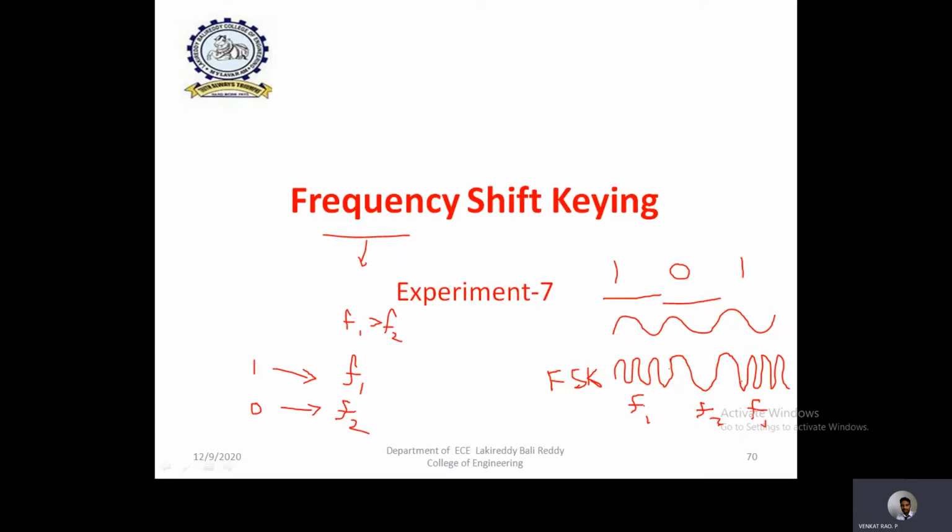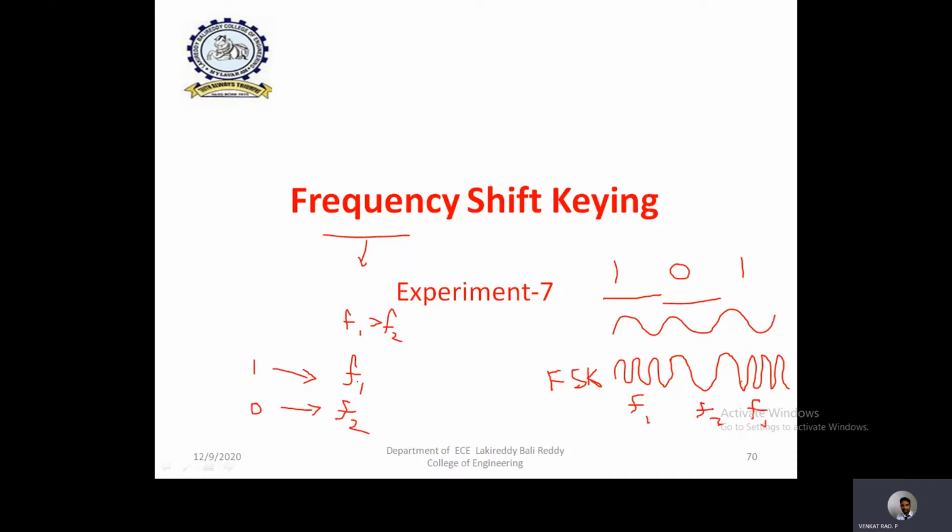If you observe the FSK output, only frequency is changing. No amplitude changes or phase changes. Only the frequency of the carrier is going to be changed between F1 and F2. F1 is high frequency, F2 is low frequency.